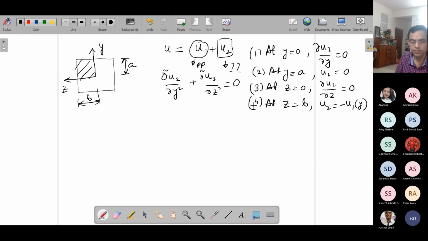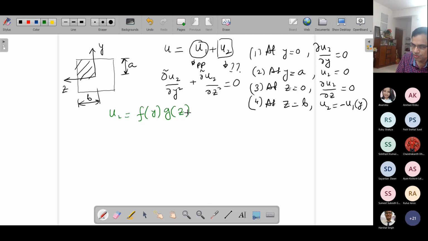We see that three out of these four are homogeneous boundary conditions, and I just made a statement that because they are homogeneous boundary conditions, method of separation of variables will work. So why it will work, we will see. But before that, assuming that it will work, we consider u2 as a function of y times a function of z. The objective of this is to convert the partial differential equation into ordinary differential equation.